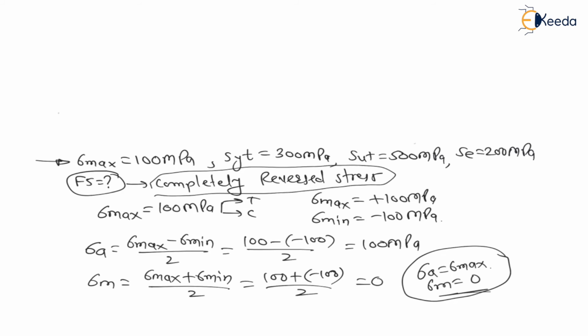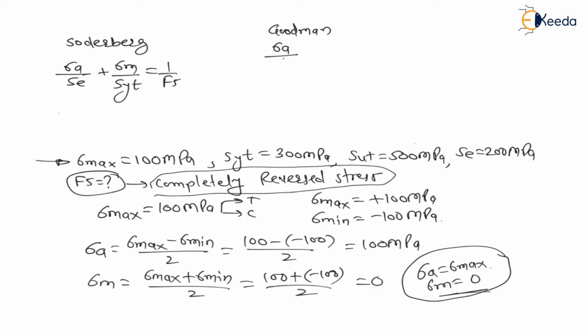Now use any criteria. Let us say Soderberg. What is the equation? Sigma A divided by SE plus sigma M divided by SYT is equal to 1 upon factor of safety. And if you use, let us say Goodman criteria, then what is the equation? Sigma A divided by SE plus sigma M divided by SUT is equal to 1 upon factor of safety. But as mean stress is 0 in both criteria, both criteria will give you same result. Because of this, they have not mentioned about Soderberg line or Goodman line.